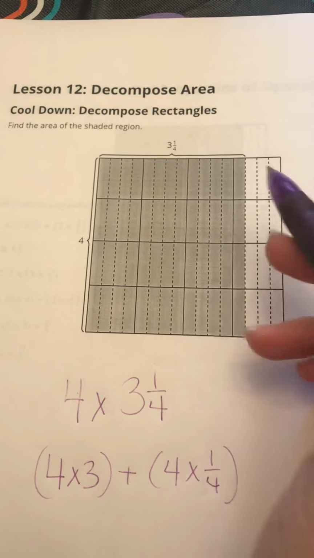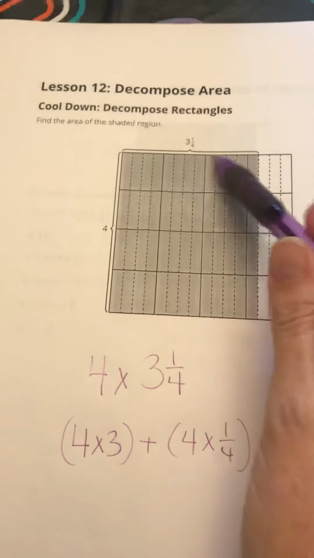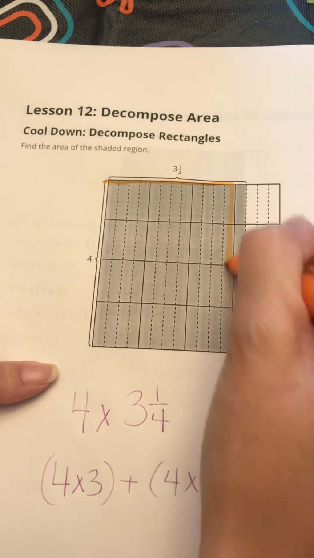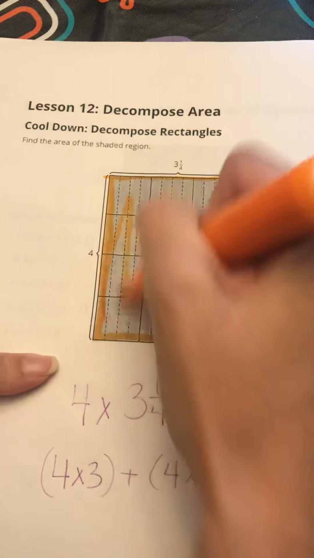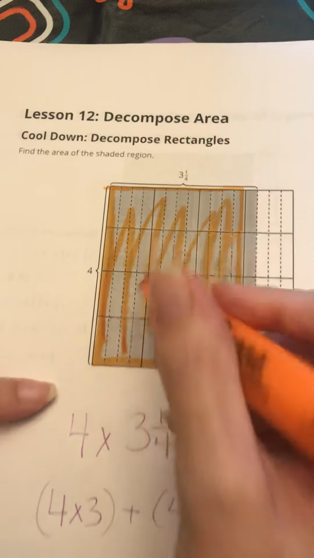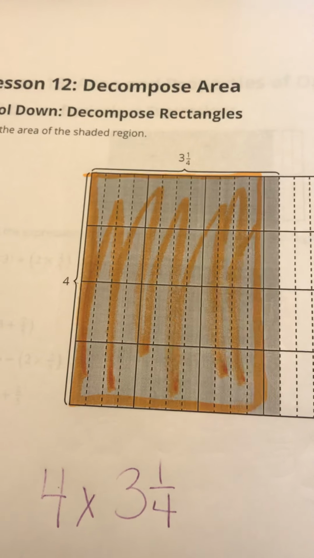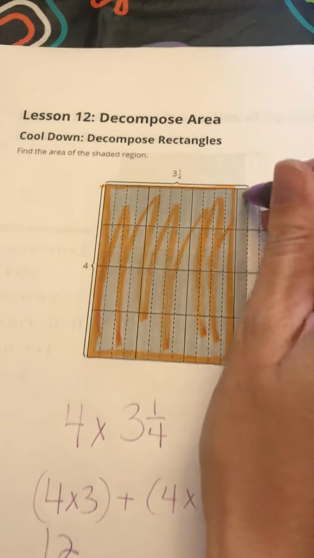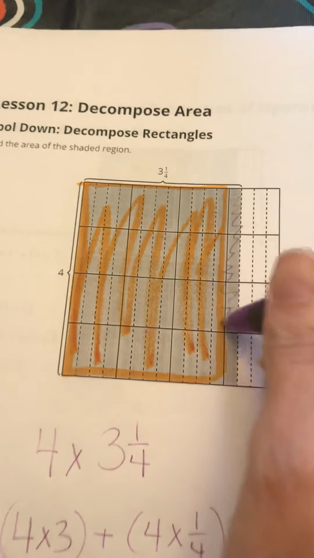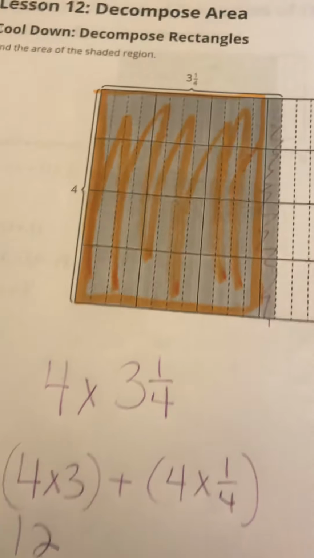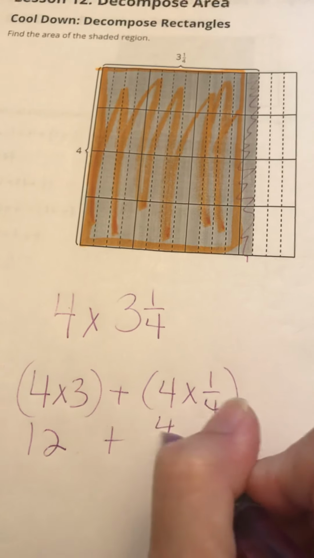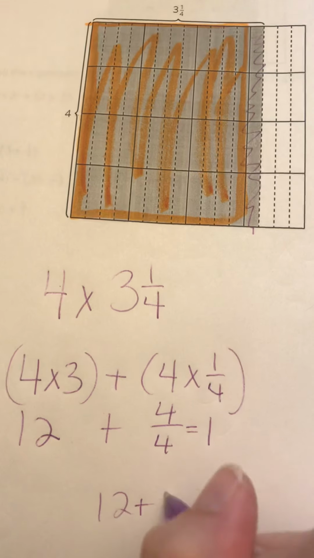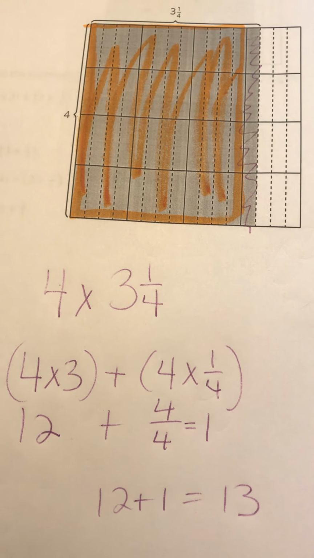And I could use this model to kind of show that, because when I'm doing 4 times 3, that would be this section right here. And I could count and see that that is 12 there. And that's what I get when I multiply. And then this part right here, this is the 4 times the 1/4. So that gives me 4/4, which is equal to 1. So 12 plus 1 gives me 13 for the area.